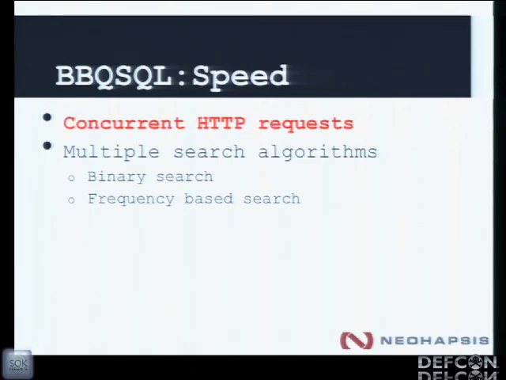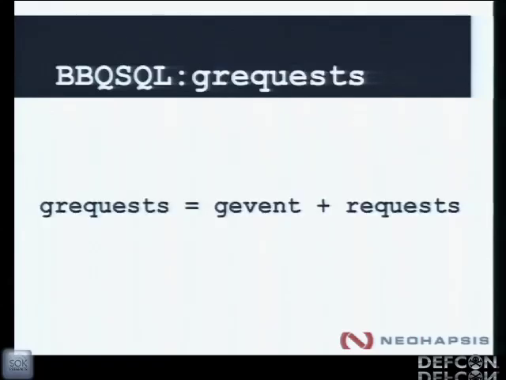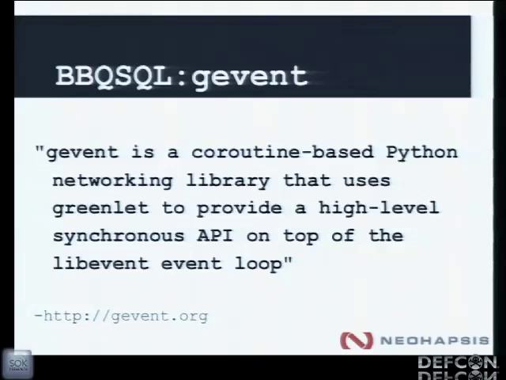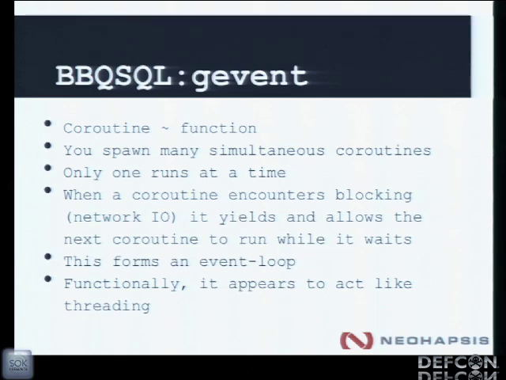So first, the concurrency. I'm using a library called GRequests, and I'm sure not many people have heard of that. It's a combination of Python's GEvent and the Python requests library. First, I'm going to talk a little bit about what GEvent is. GEvent is a coroutine-based Python networking library that uses Greenlets to provide a high-level synchronous API on top of the libevent event loop. All right, can I move on? Yeah. All right, so I'm going to talk a little bit about what that means.